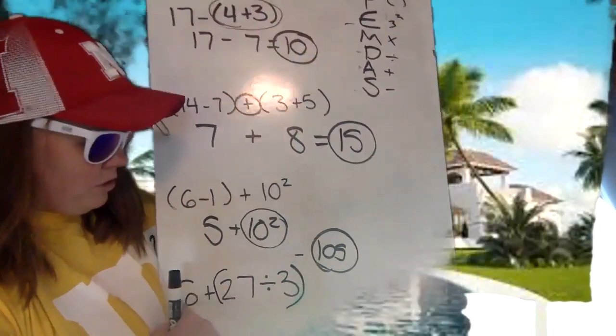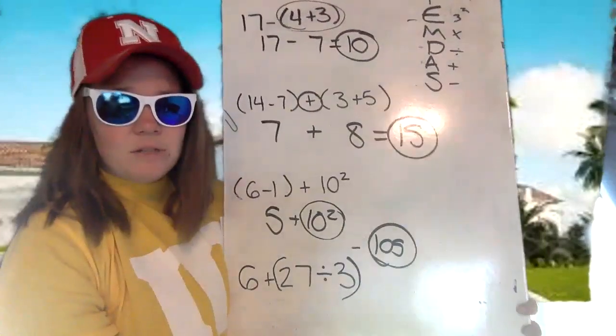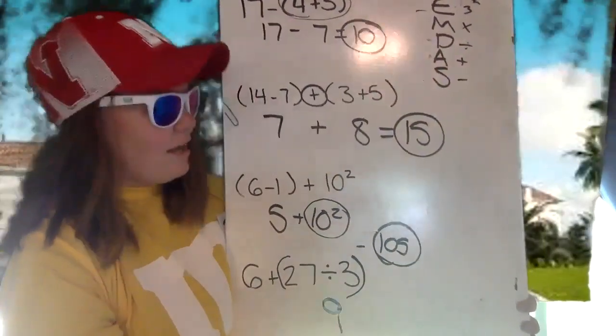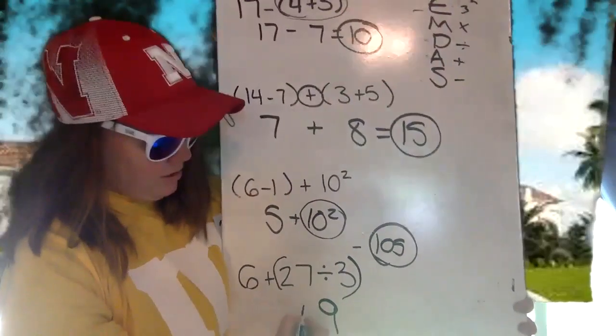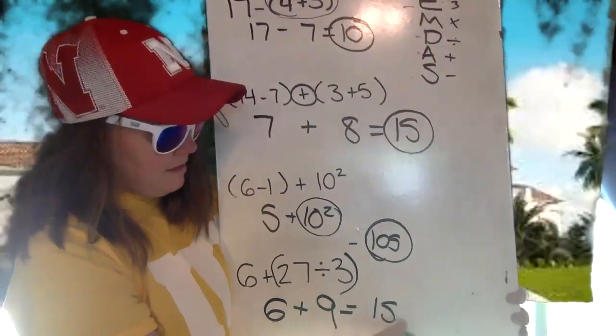Okay. How many of you tried to do 6 plus 27 first? Yeah, if you did, you didn't use the order of operations, so be careful. Okay, so 27 divided by 3 is 9. You got to do that before you add and subtract. So now we got to add 6 to this. And 9 plus 6 is 15.